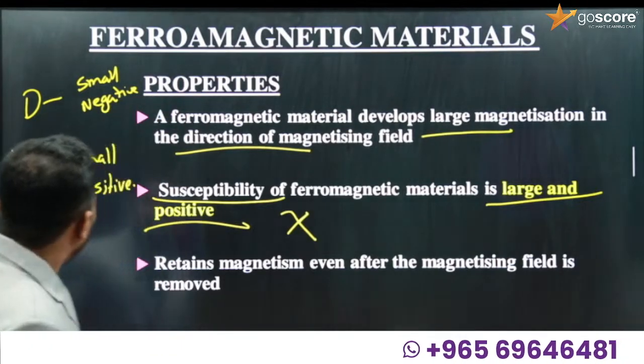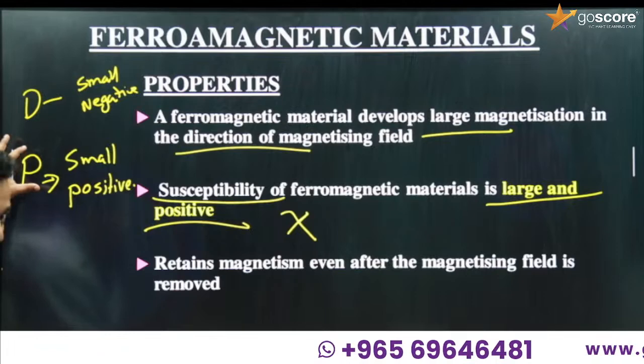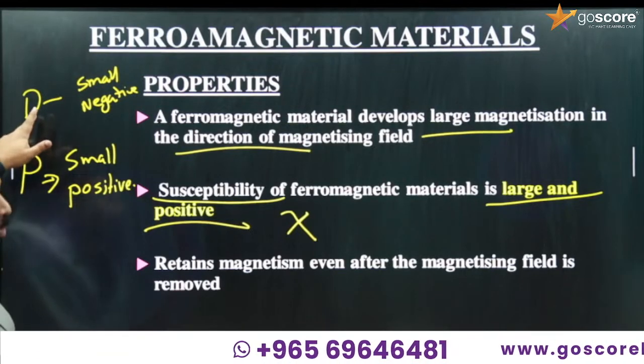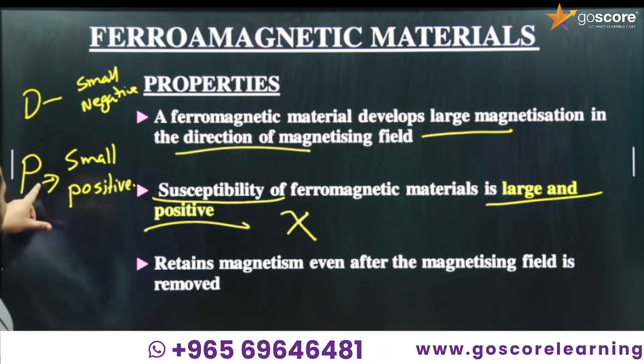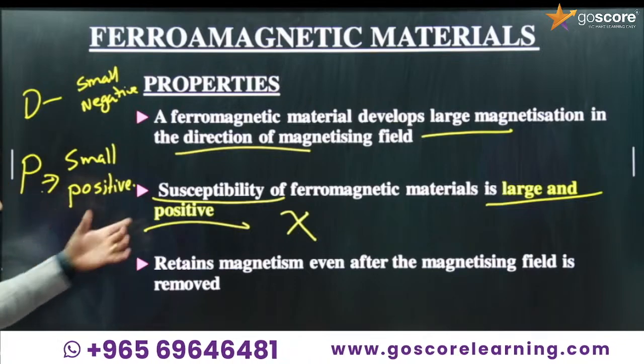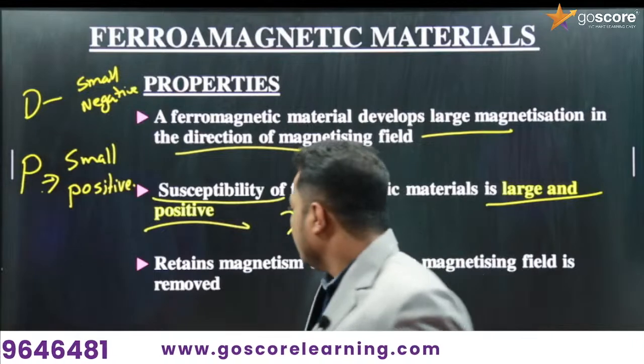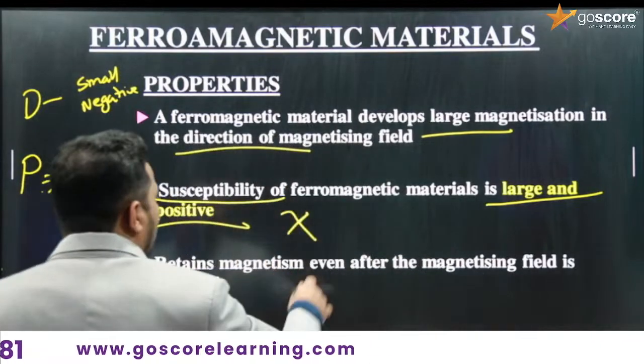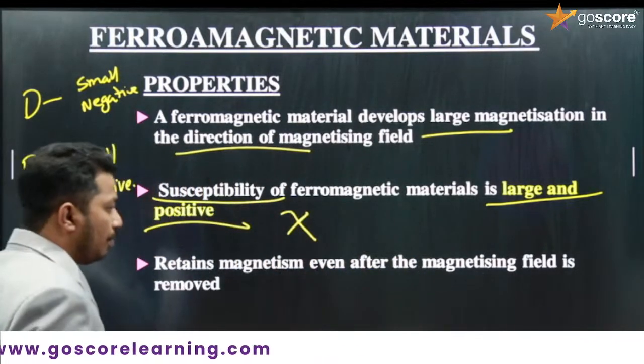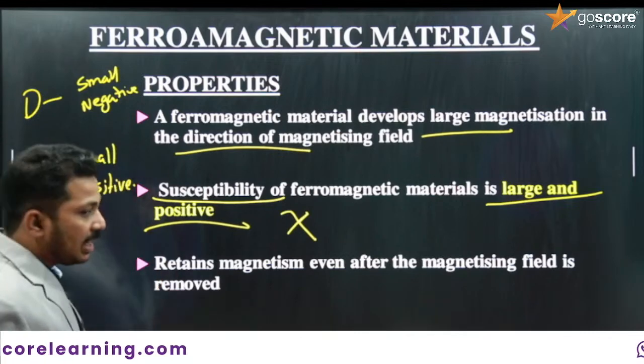That's why I said learn the properties of a paramagnetic material, just reverse it, and it will be the properties of diamagnetic. Just take it in a highly dominant manner, and it will be the properties of ferromagnetic material. Easy, right? Then it retains magnetism even after the magnetizing field is removed. So it is only the property of ferromagnetic material.